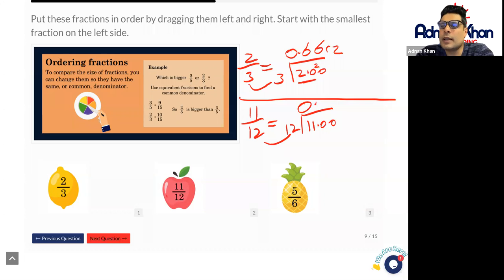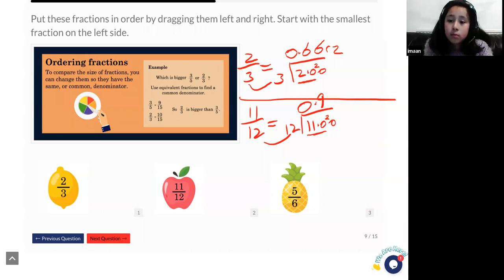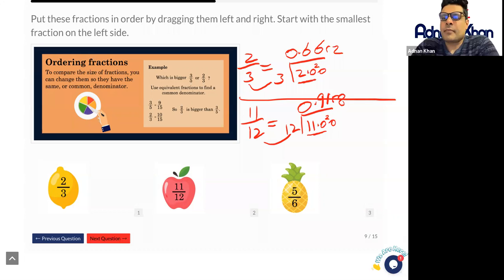Now we're joining 11 with 0 to make 110. How many times can 12 divide into 110? So it'll be 9 times, because 12 times 9 is 108. Remainder 2, put the 2 next to the last 0 to make 20. How many times can 12 go into 20? 1. Once. And remainder? 1 remainder 8.